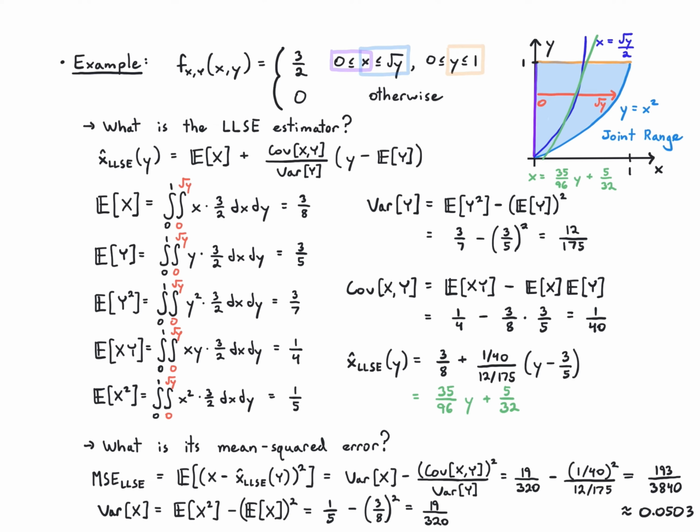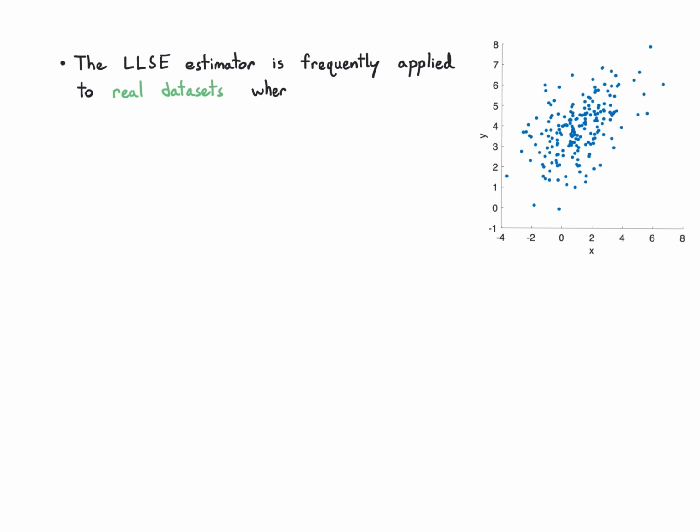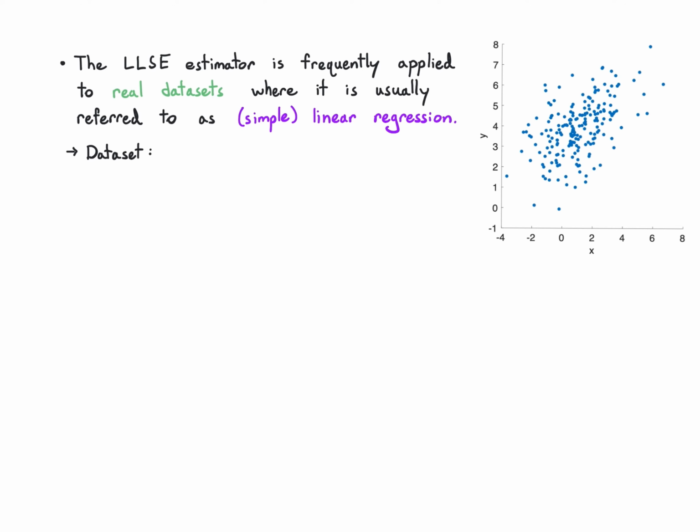In this case, we didn't lose too much by substituting in a linear estimator instead of a non-linear estimator. So to wrap up, what I want to talk about is that this estimator, the LLSE estimator, is frequently used in practice with real data sets. And in that scenario, we usually call it something else. We usually call it linear regression, or simple linear regression because it's just a scalar case. That's what simple refers to.